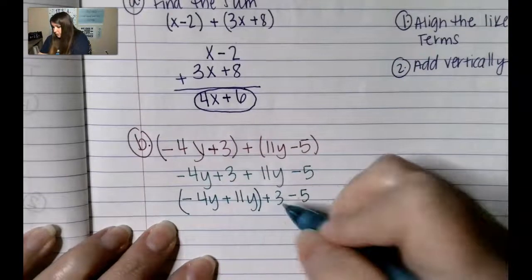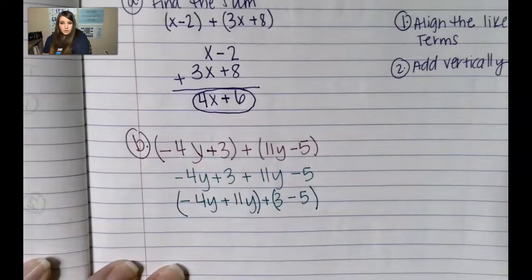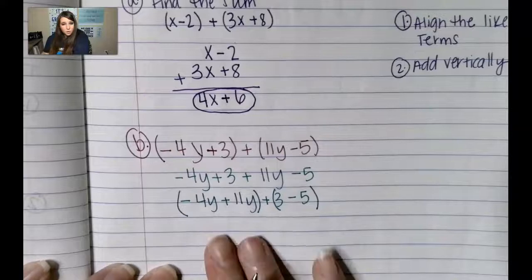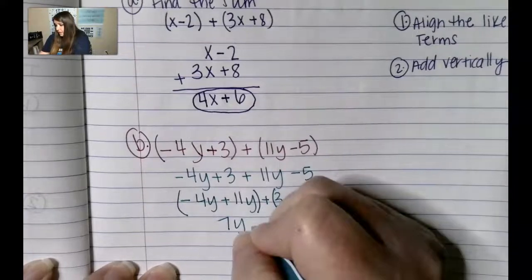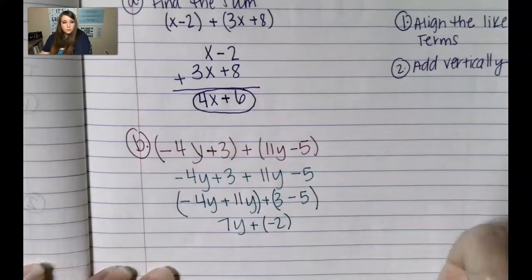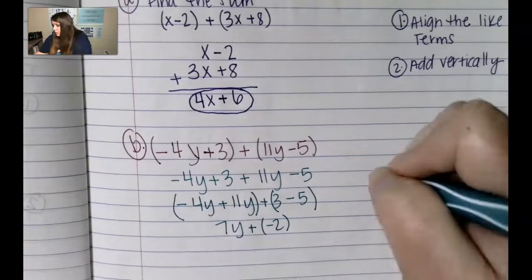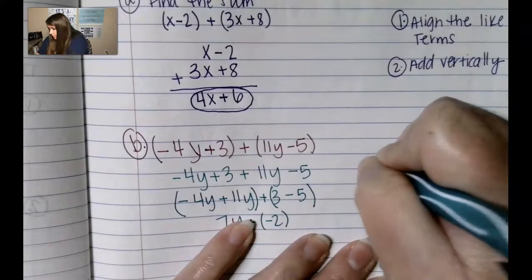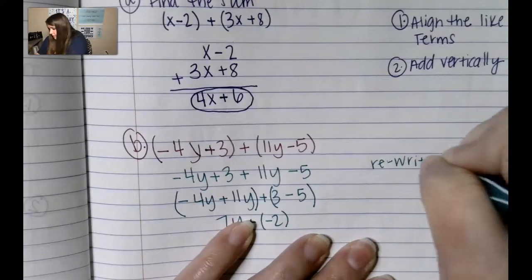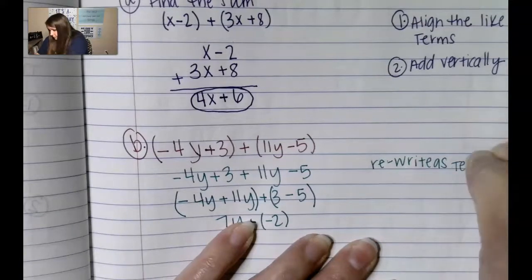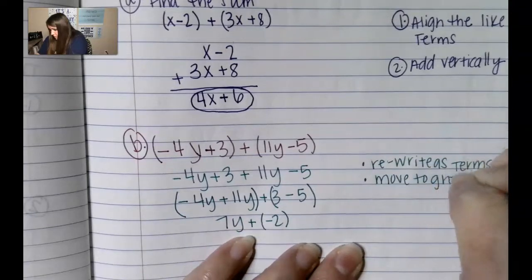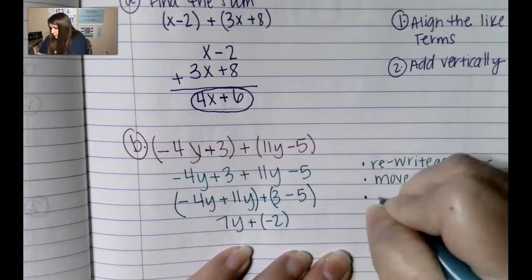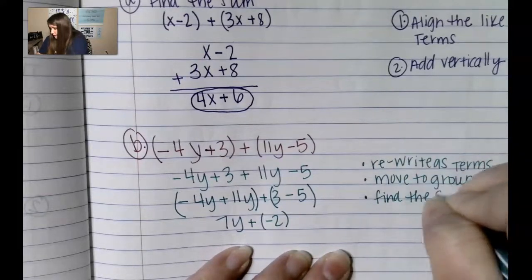Now I'm going to add the like terms because they're all grouped. So this is a like term and this is a like term. Now I'm going to combine them. I have negative 4 plus 11, which gives me 7y. And 3 minus 5 gives me a negative 2. So then we just combine the terms. So we're going to rewrite as terms, and then move to group, and then last but not least we will find the sum.